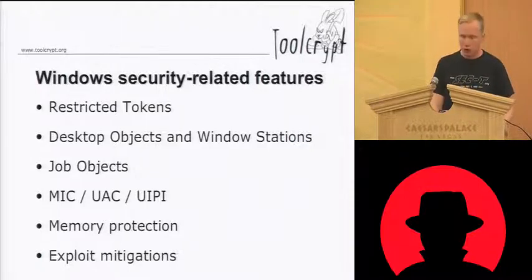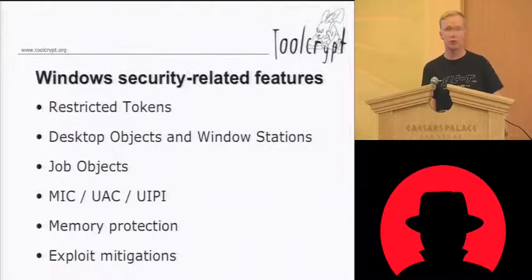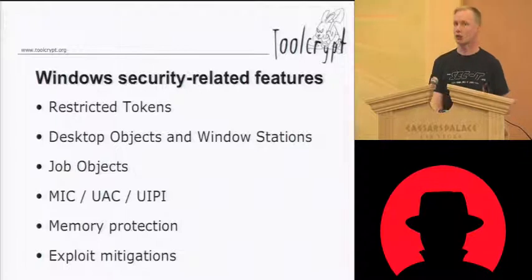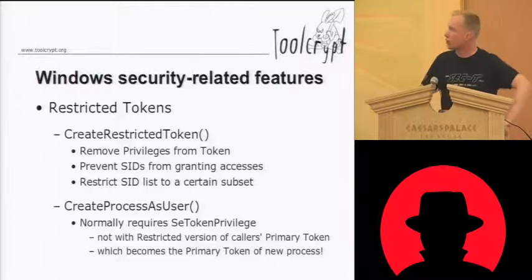So we'll move on to the actual meat of the talk, which is going through some security-related features in Windows. And we're going to try to discuss how these can be used by third-party application developers to increase the bar against attack. So first of all, there's this lovely feature called a restricted token that's been in the Windows OS since 2000, since the Windows 2000 release.